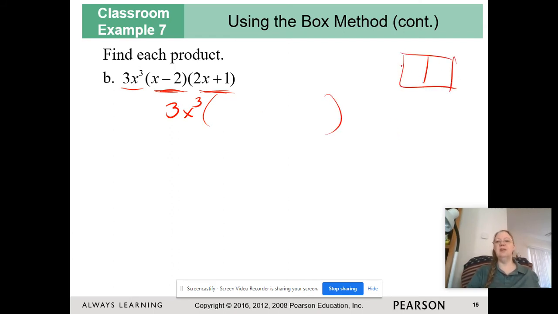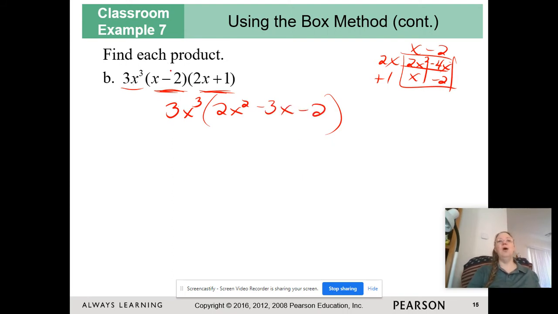So off to the side, we're going to multiply our x minus 2 and our 2x plus 1. So 2x squared minus 4x, x and negative 2, combine like terms. 2x squared, we add our x's.